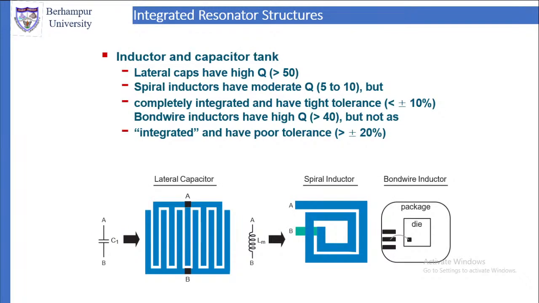Then for these inductors, you can use spiral inductors or lateral capacitors, or bond wire inductors. The inductors and capacitors in the tank circuit can be lateral capacitors with high Q, Q greater than 50. Spiral inductors have moderate Q, 5 to 10, but they are completely integrated and have tight tolerance, less than plus minus 10%. Bond wire inductors have high Q, more than 40, but are not as integrated and have poor tolerance, greater than 20%.